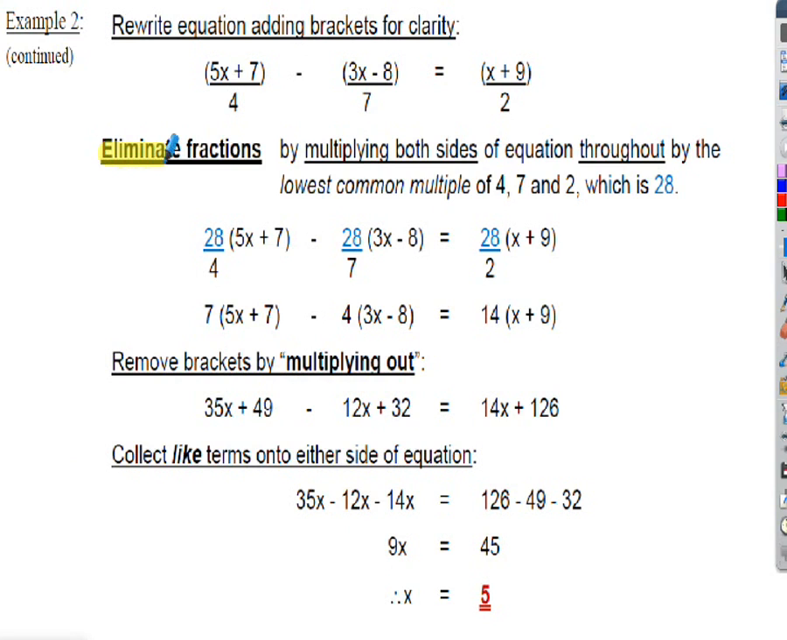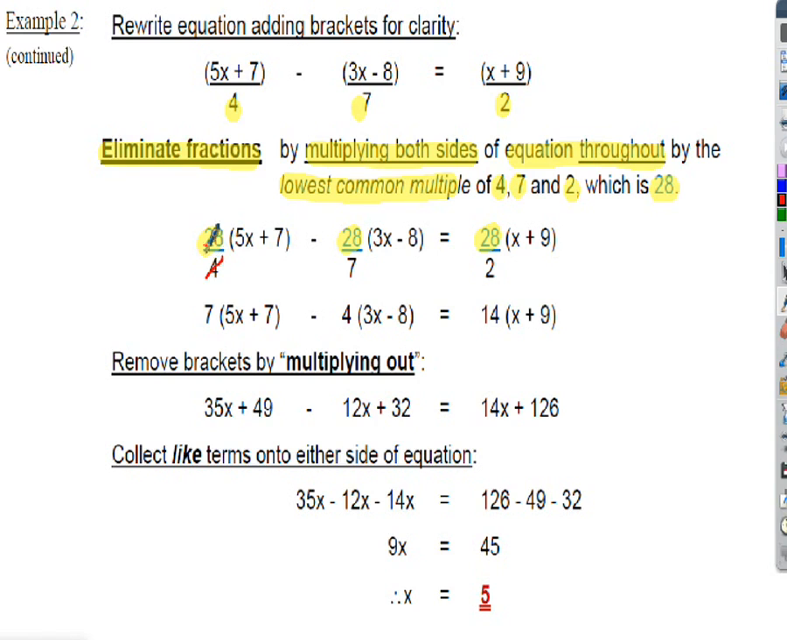So what I'm going to do now in the solution is to eliminate the fractions by multiplying both sides of the equation throughout by what's called the lowest common multiple of the denominators 4, 7 and 2. So the lowest multiple that these numbers divide into is actually 28. So what I do now is multiply throughout by 28. Notice that every term gets multiplied here by 28. All I do now is cancel down on the next line.